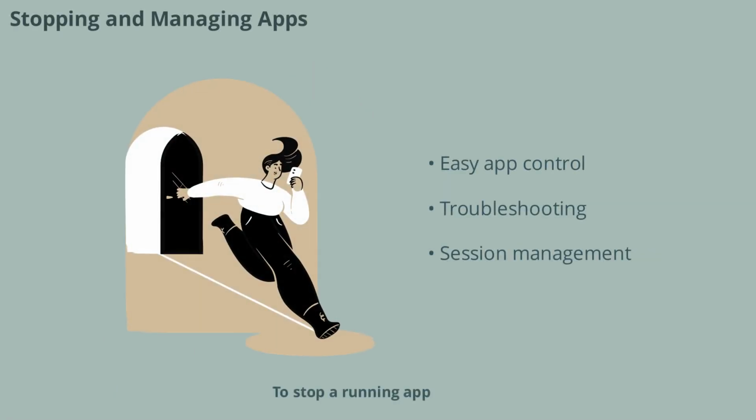To stop a running app, use the Stop button in the Android Studio toolbar or the Run tool window. You can also manage running apps directly from the emulator. This gives you full control over your testing sessions and helps you troubleshoot any issues.